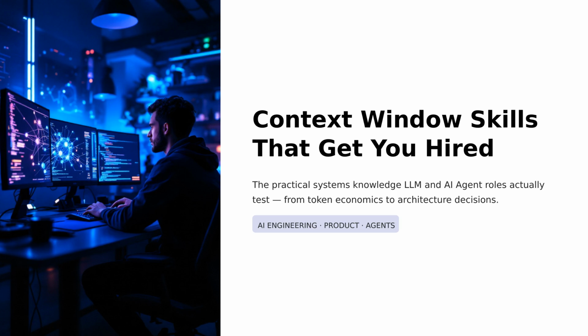This section is about the context window skills that actually matter in AI engineering, product, and agent roles. It's not just knowing that models have token limits, it's understanding the trade-offs those limits create. Employers are looking for practical systems thinking: how context affects cost, latency, retrieval strategy, memory, and architecture decisions. In other words, can you design AI systems that use context efficiently and reliably in the real world?